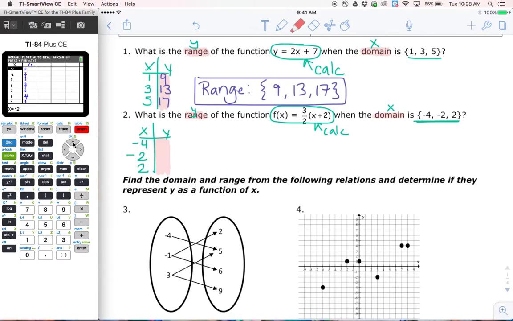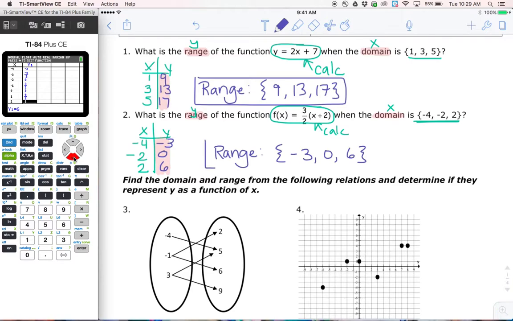Okay, I'm looking for when x is negative 4. So I'm going to go up till I see it. Okay, there it is. So when x is negative 4, y is negative 3. Let's write that down. When x is negative 2, y is 0. Then when x is positive 2, y is 6. Okay, so my range for this problem is negative 3, 0, and 6.